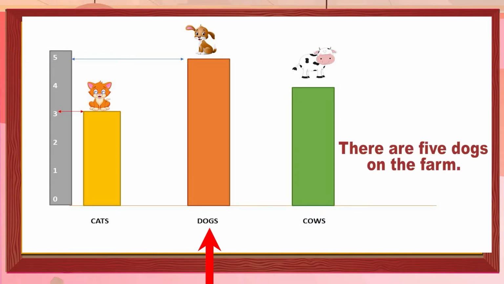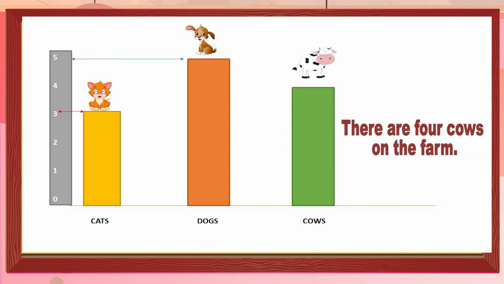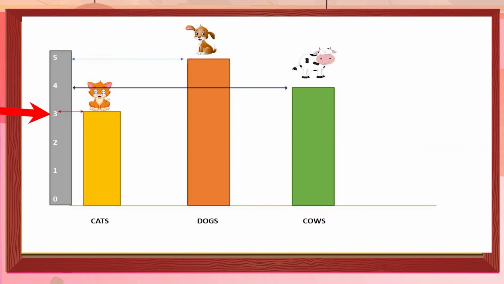And also at the bottom, you can see the word dogs. D-O-G-S, dogs. I also put the picture there to make it easier for you. For the cows, we had 4 cows. So my bar, which is green, will stop in line of the number 4. And it would also include the word cows at the bottom. So if I look at the chart right away, I can read it. For the cats, there are 3 cats. For the dogs, there are 5 dogs. And for the cows, there are 4 cows.